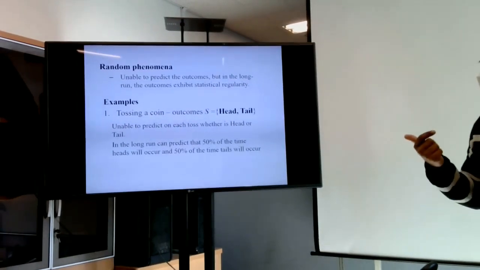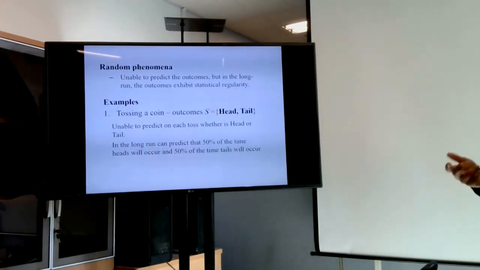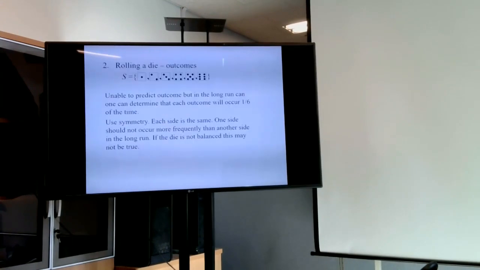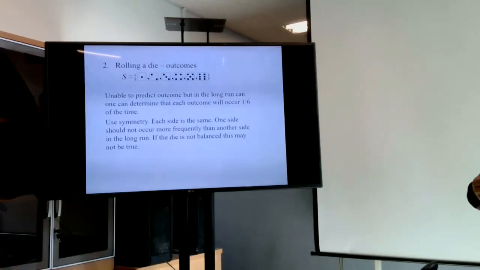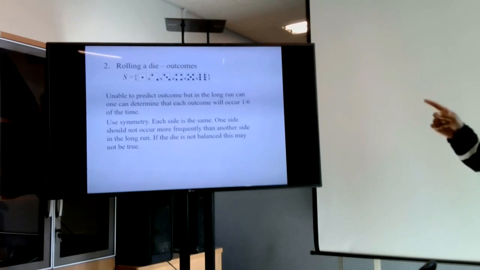For example, tossing a coin. There are two outcomes, head or tail, unable to predict on each toss whether it is head or tail, but in the long run we can predict that 50% of the time heads will occur and 50% of the time tails will occur. And this is the same with rolling the die: unable to predict the outcome, but in the long run one can determine that each outcome will occur 1/6 of the time. So the probability of each outcome is 1/6.